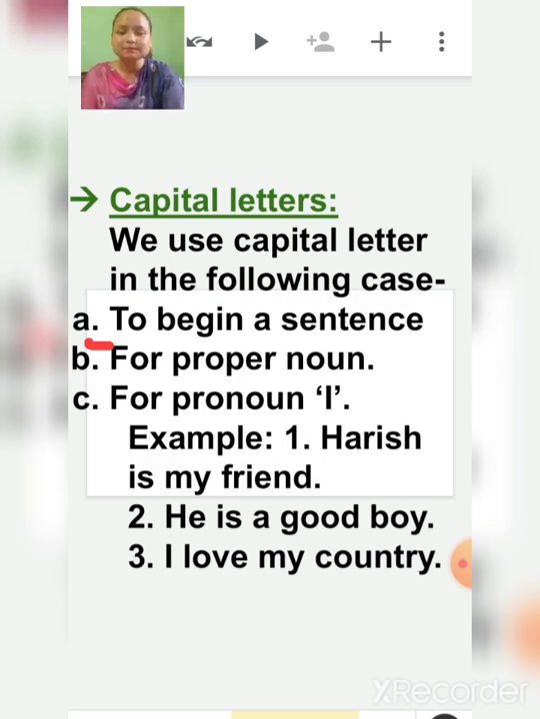For example, Harish is my friend. Now here, why have I written H in capital letter? Because it is a proper noun. It is the name of a person, the name of a particular person. So that is the reason why H is in capital letter. So, Harish is my friend.